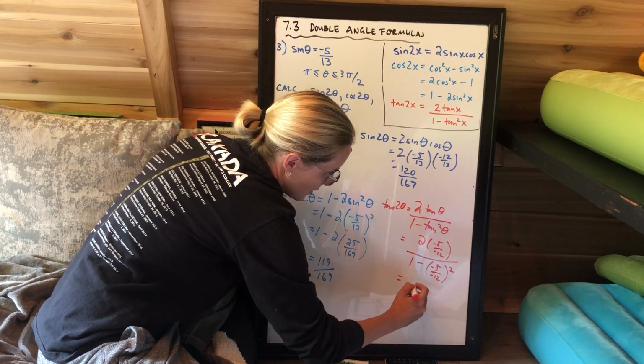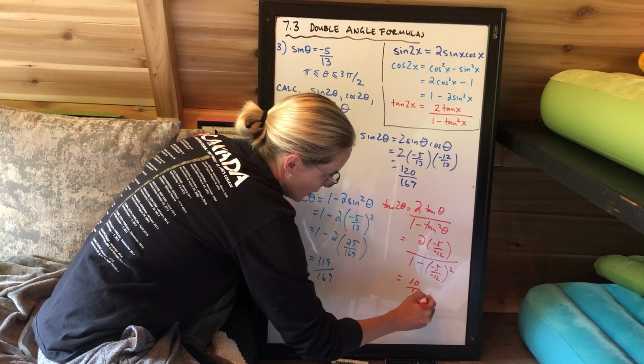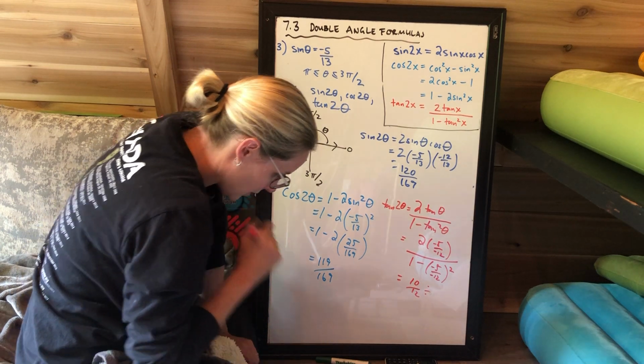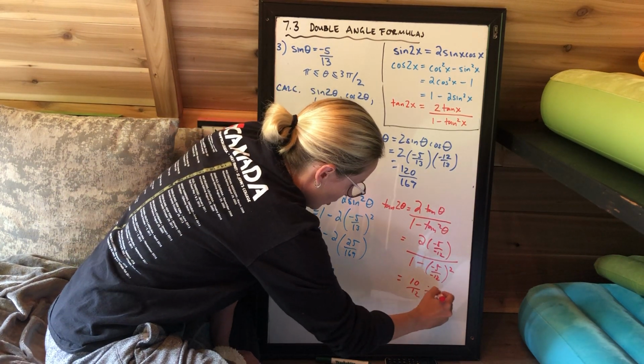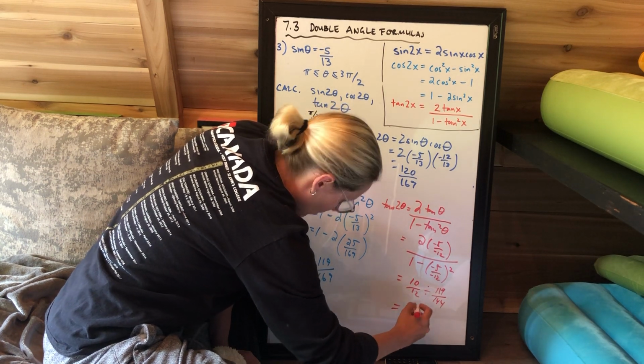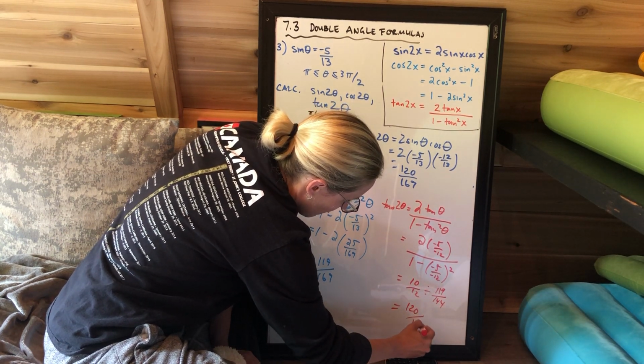So I get 10 over 12 divided by, and this in the end is going to be 119 over 144. And as a final answer, I get 120 over 119.